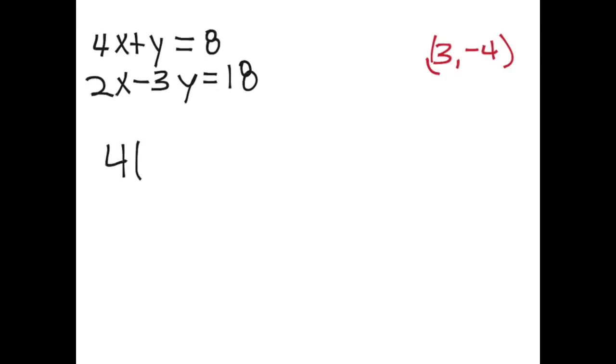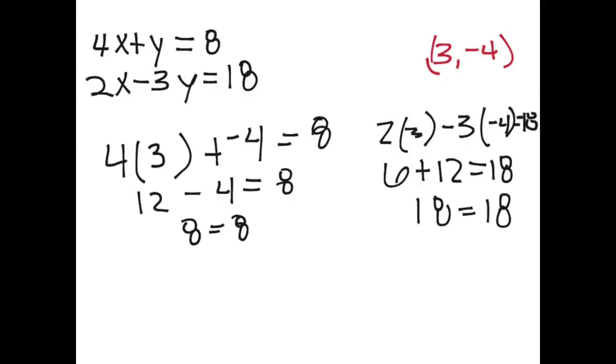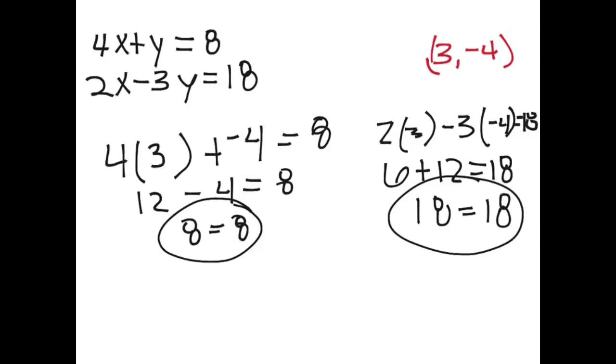So you're going to plug in the x value, which is 3, for the x in the equation, and the -4 value in for y. And once you solve both of the equations, if they come out to be the same answer, then you know that the ordered pair that you found is your solution.